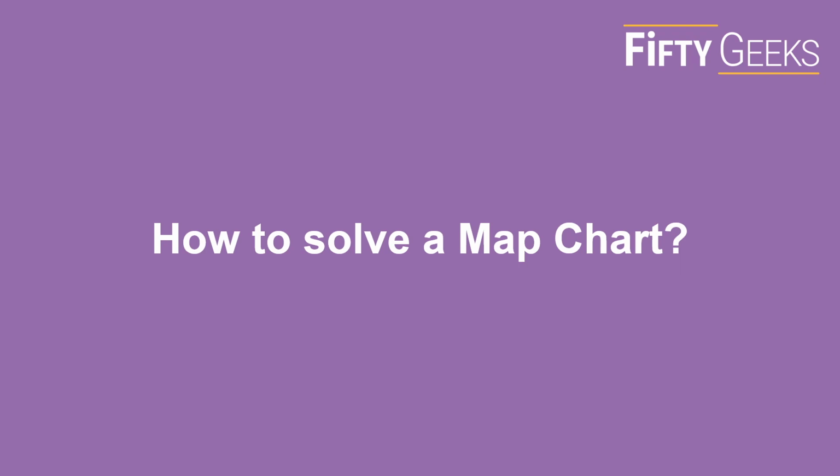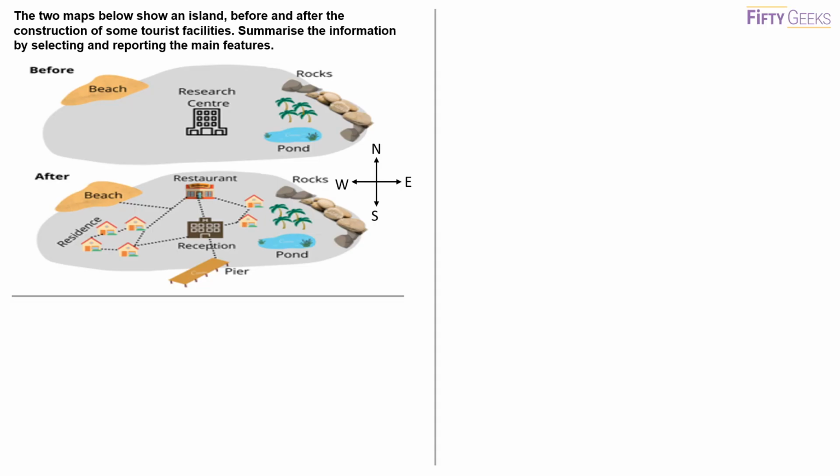In this lesson, we will learn how to answer a map question. I am going to take a sample question and will solve it step by step. Let's have a look at the sample question, which says, the two maps below show an island before and after the construction of some tourist facilities. Summarize the information by selecting and reporting the main features.